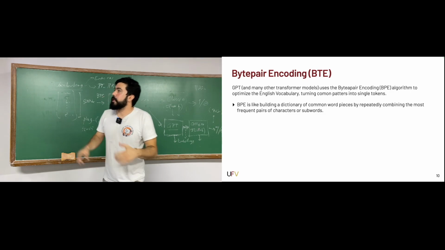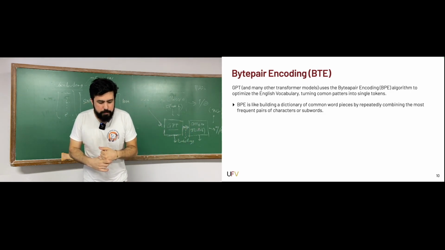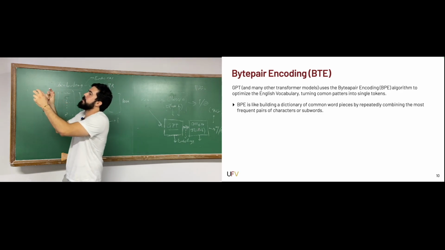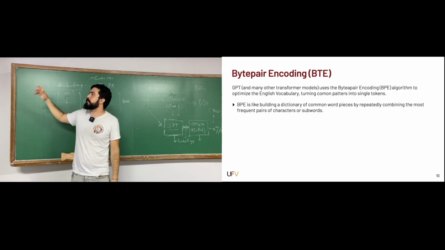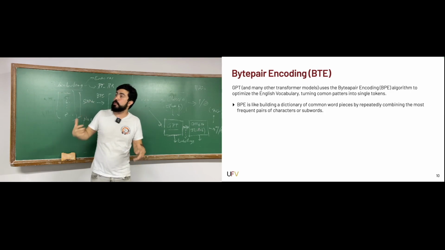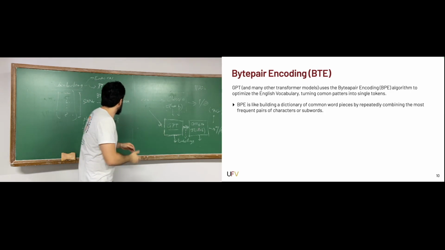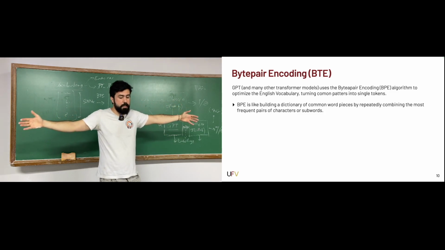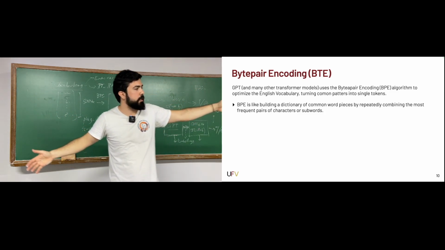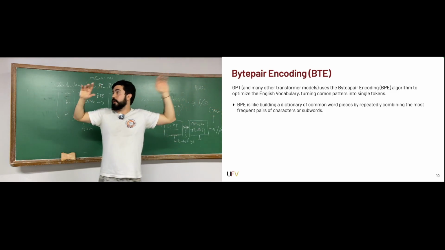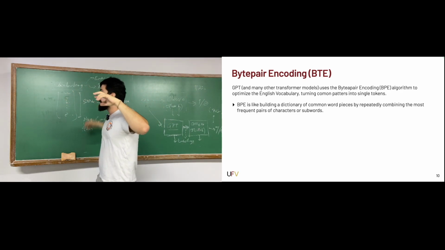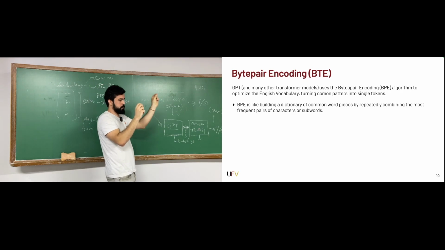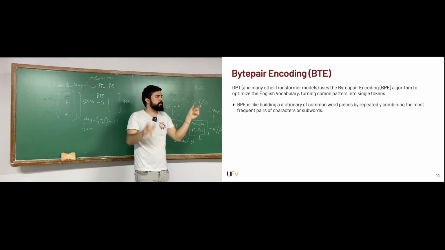But the overall idea of byte pair encoding is building a new vocabulary by combining common word pieces, and you do that by repeatedly combining the most frequent pairs of characters. So you first get all the unique characters in the vocabulary, and then for each sentence, you count the pairs of characters that are very frequent.